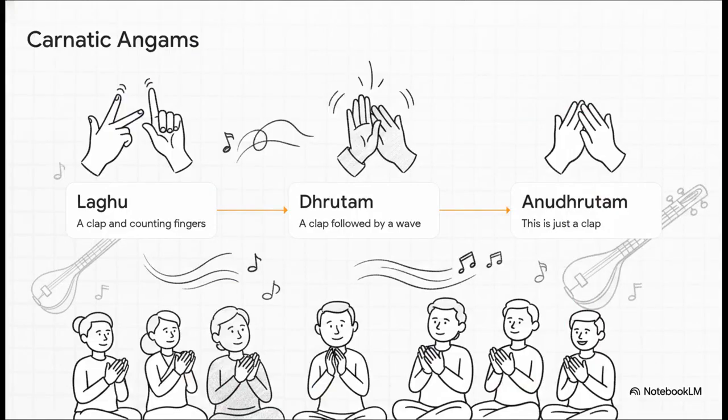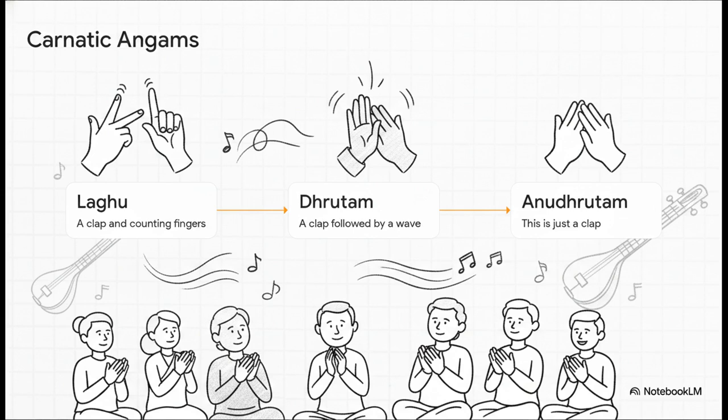Now, in the Carnatic tradition of the South, rhythm is built a bit differently. Unlike the North, Carnatic music puts a massive emphasis on physical hand movements to keep the beat. It's highly interactive. These parts of the rhythm, or talam, are called angams, and there are 3 main ones you need to know. First is the lagu, which is a clap followed by counting out beats on your fingers. Second is the drutam, a clap followed by a wave of the hand. And finally, the anudrutam, which is just a single simple clap.